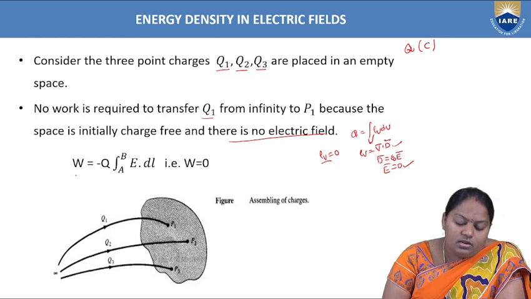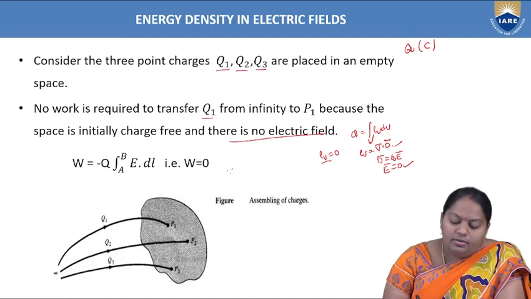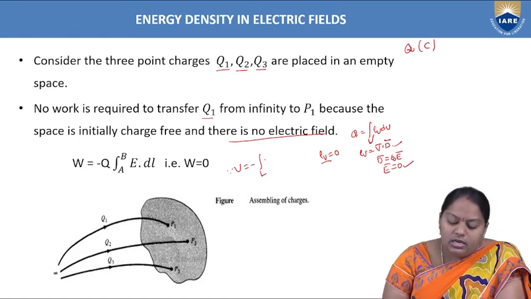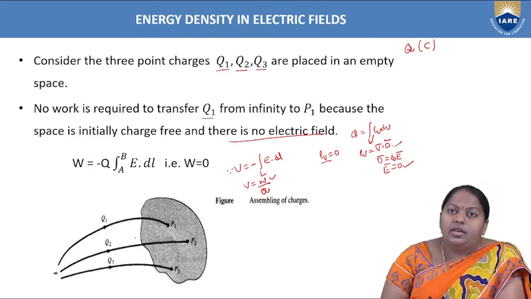So work done W equal to minus Q integral A to B E dot dl. By default, we know that electric potential V and electric field intensity E are related by V equal to minus integral E dot dl. So now we are calculating here electric potential. By default, we know that electric potential can also be defined as work done per unit charge. Work done we first have to calculate, then from that we are going to estimate how much energy density exists in that particular region.